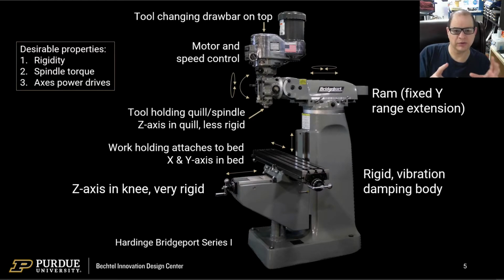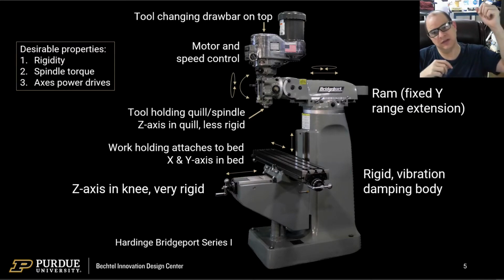And then on top of the body, you can see there's a ram sticking out, which leads into the motor quill head assembly, which pushes the tool and holds the tool. The work itself is bolted to that shiny steel table that you see there, which is called the bed. And the bed sits upon a knee, which goes up and down, giving it the Z-axis. And the bed itself slides left and right and front to back, giving you the X and Y. There's also a Z-axis in the quill, where you would reach and use a handle to lower the spindle down as well.